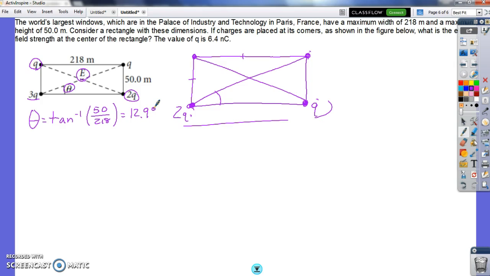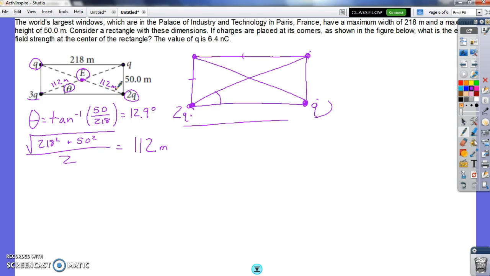We can then also find out what our distance here is. And remember, the distance to this is actually half of this hypotenuse. And so if we find the distance there, that's going to be half the hypotenuse. And so let's go ahead and do that. Let's take our hypotenuse and find that with Pythagorean theorem. So we take the square root of 218 squared plus 50 squared, and then divide it by 2, and that gives us a distance of 112 meters. So this is 112 meters. This is 112 meters. So we've got that information now.